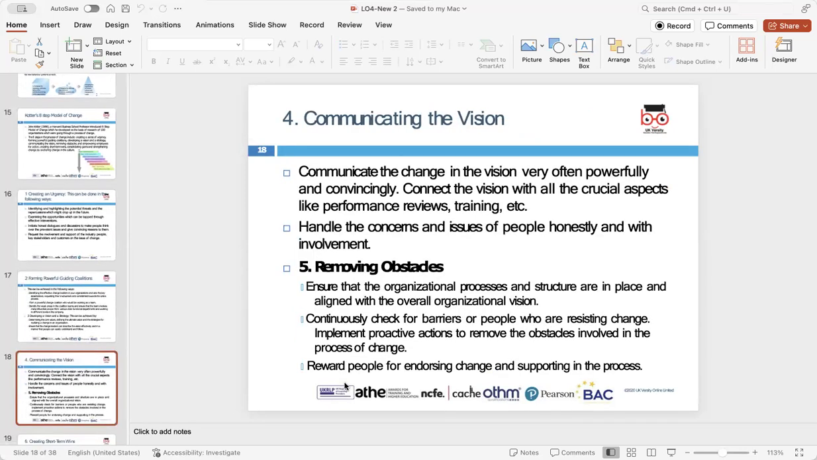Next one is communicating the vision. Once the vision and strategy are established, the next step is to communicate the vision effectively across the organization. The vision must be shared frequently and in a way that resonates with employees. By connecting the vision to key areas such as performance reviews and training programs, leaders can ensure that it becomes part of the everyday fabric of the organization.